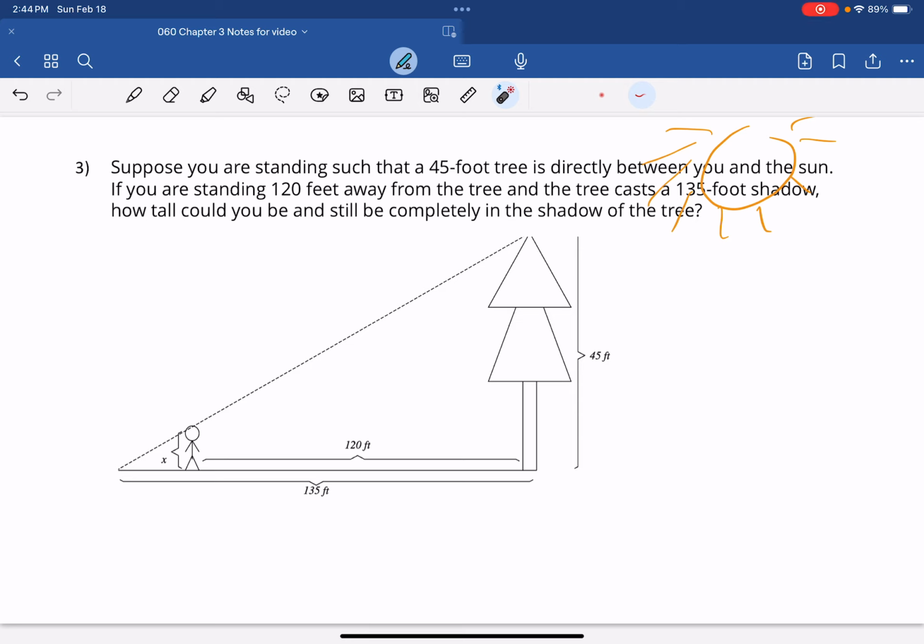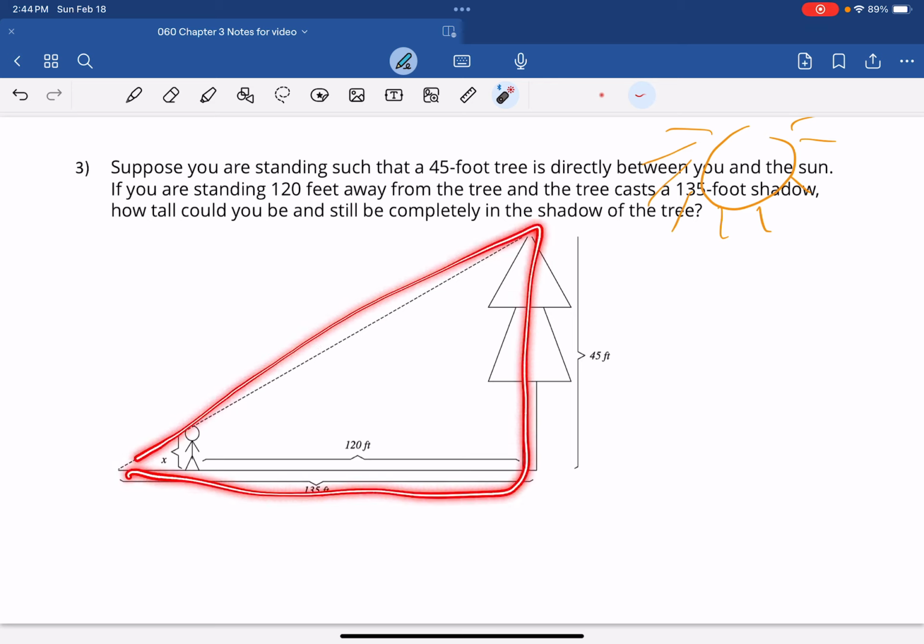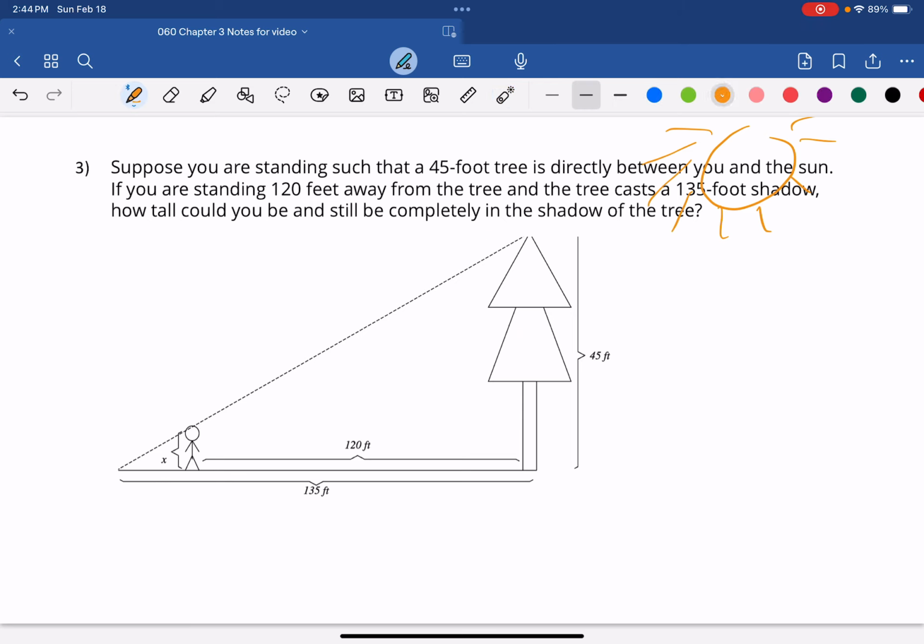First of all, we have some information about this bigger triangle. Let's redraw that bigger triangle here so that we look at just that triangle for the tree. We know the tree is 45 feet tall and it has a shadow of 135 feet. And now we also need to know some information about this smaller triangle. If you look at that smaller triangle, I don't see any actual numbers for just that smaller triangle.